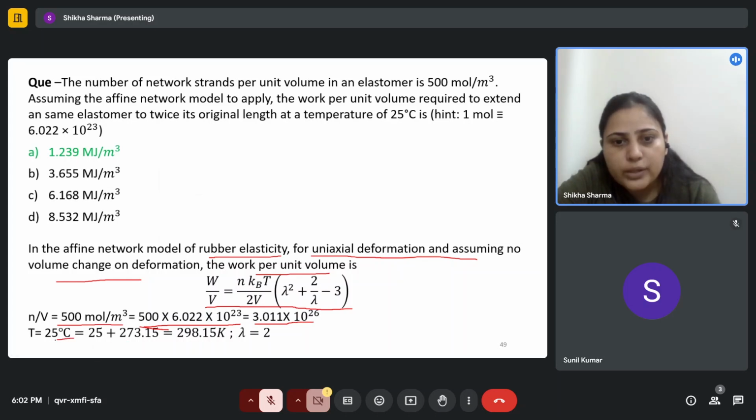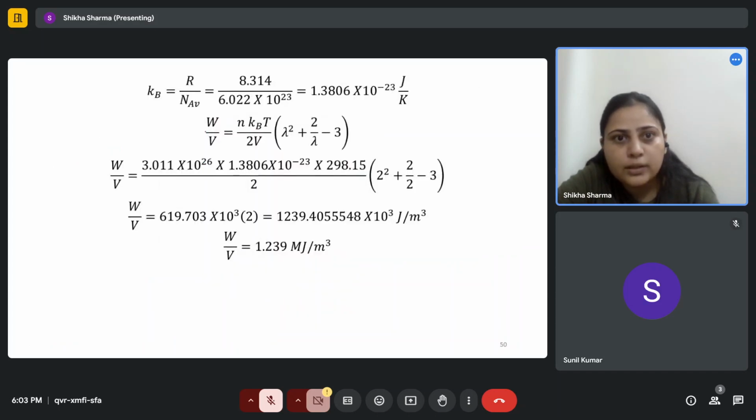Temperature is given in the question as 25 degrees Celsius, so we can convert into Kelvin, which is 298.15 Kelvin. And lambda is given as 2, because it is saying that the length is increasing twice from the original length. So we can put all these values in this equation: W by V equals N kB T by 2V multiplied by lambda square plus 2 by lambda minus 3.